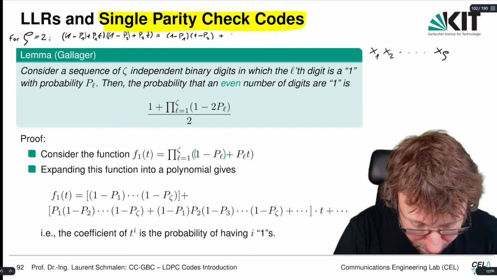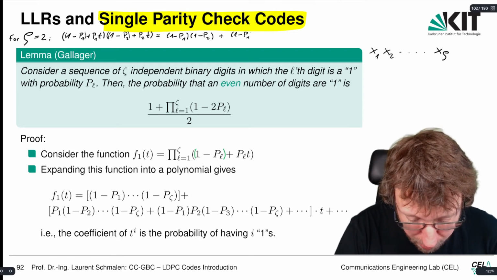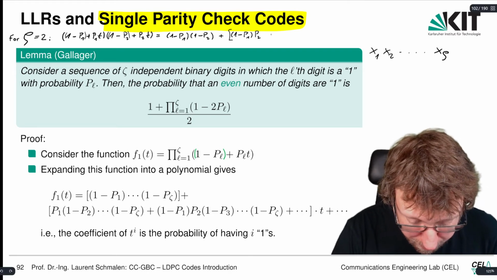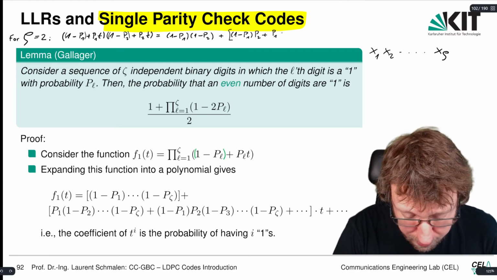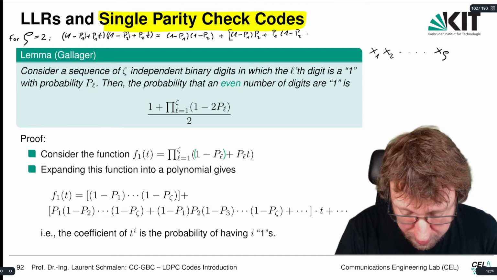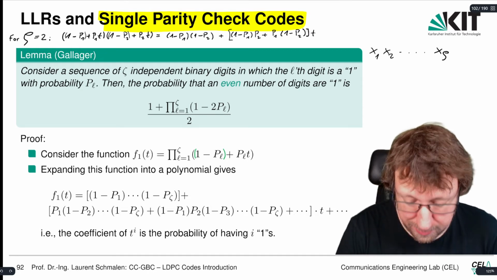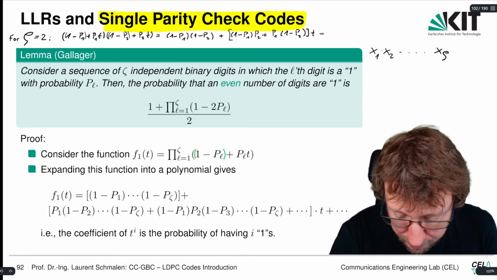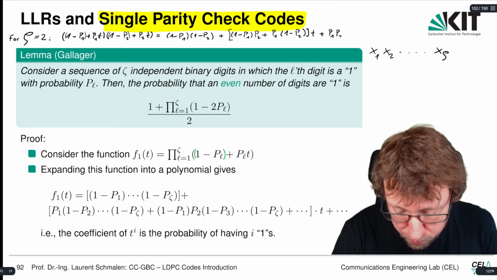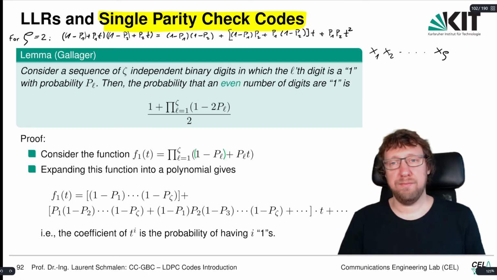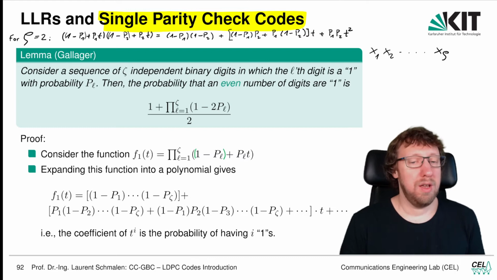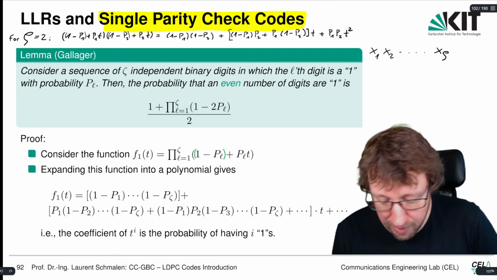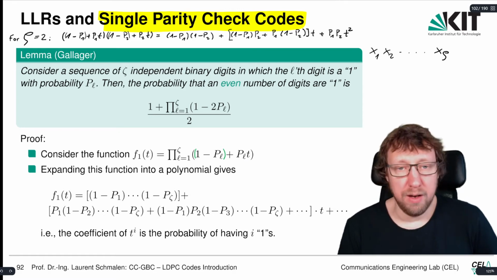Then we have 1 minus p1 times p2 plus p1 times 1 minus p2 times t. And then we have plus p1, p2 times t squared. So that's how the expansion looks. And in the general case, we can do the same expansion.